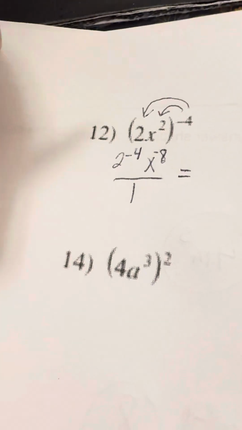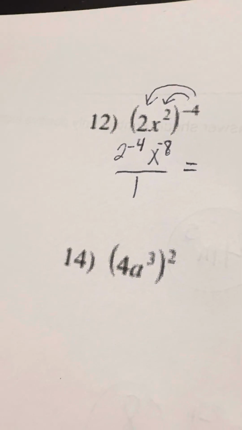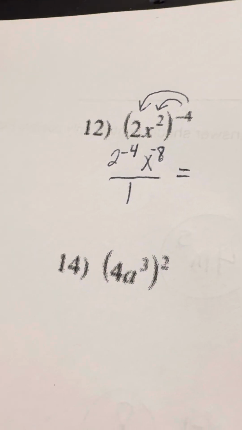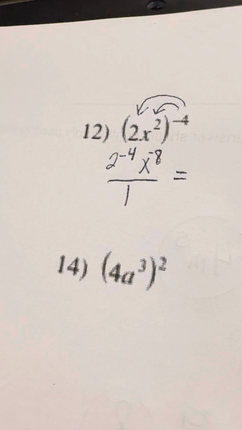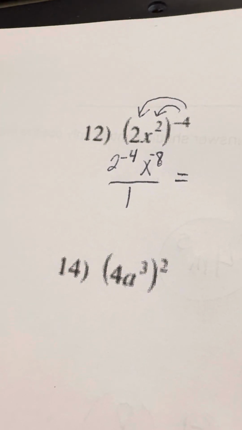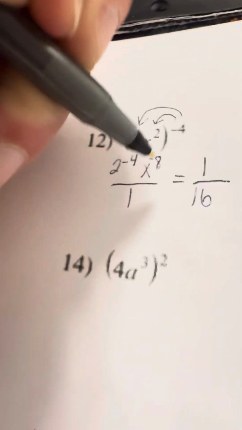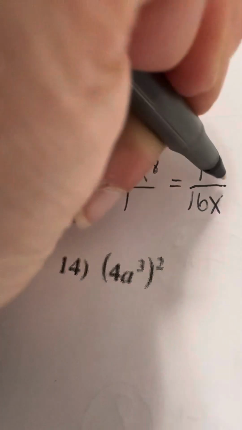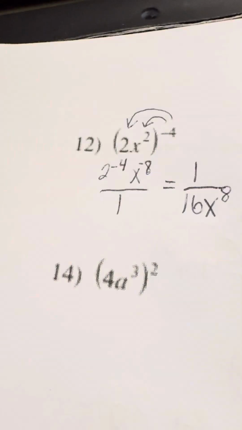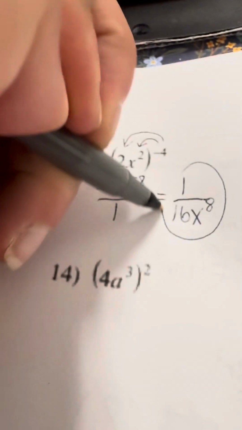I am going to evaluate this first. So 2 to the -4th power is just the same thing as saying 2 times 2 times 2 times 2. So 2 times 2 is 4, times 2 again is going to be 8, times another 2 is going to be 16. But because it is a negative exponent, it now is going to be 1 over 16. And then, like I said, the x is going to move from the numerator down to the denominator with the same exponent, just positive now. So this will be your finalized answer here.